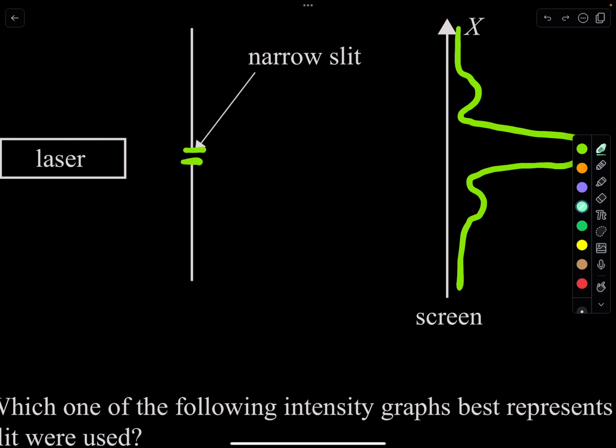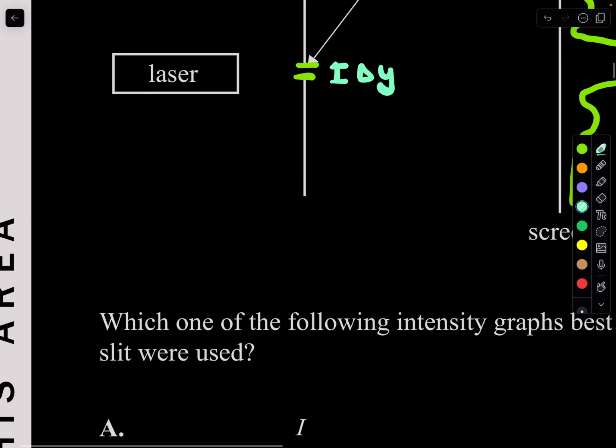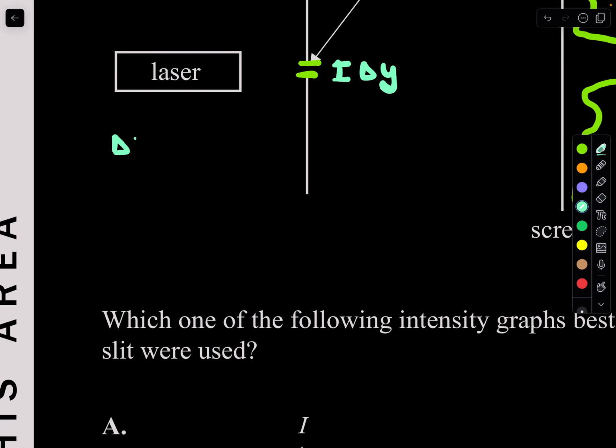So let's just say this here is the change in y, the uncertainty in the y direction. We know by Heisenberg's uncertainty, the change in y times the change in the momentum in y is greater or equal to h over 4 pi. This is Heisenberg's uncertainty. A lot of students get confused with this kind of quantity.